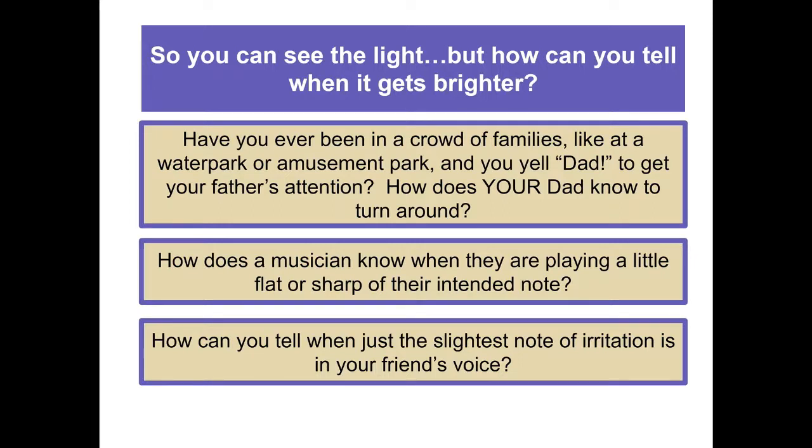If you've been in a crowd of families, like at a water park, and you yell "Dad" to get your father's attention, how does your dad know to turn around? Well, that's because he recognizes your voice. It's that echoic top-down processing that your dad possesses, having known what your voice sounds like.